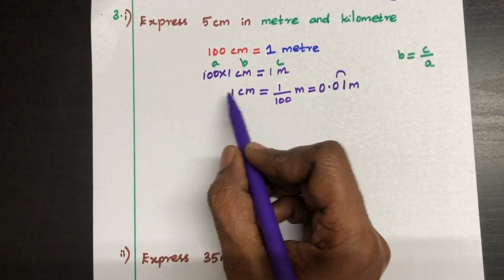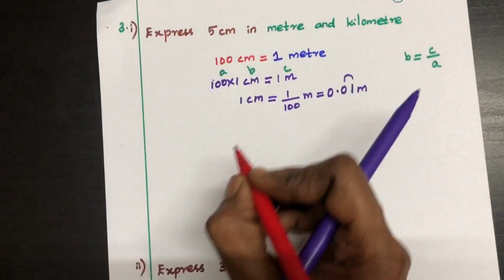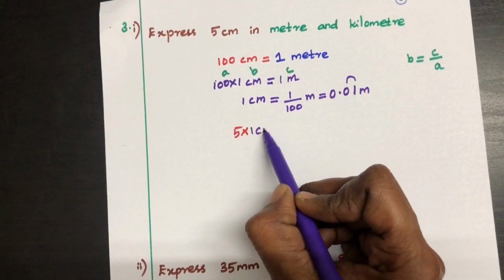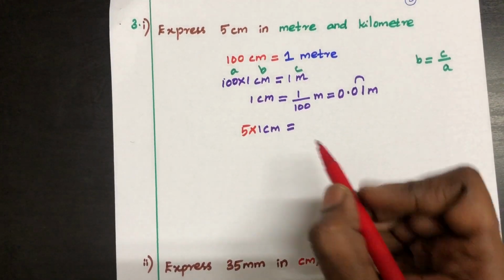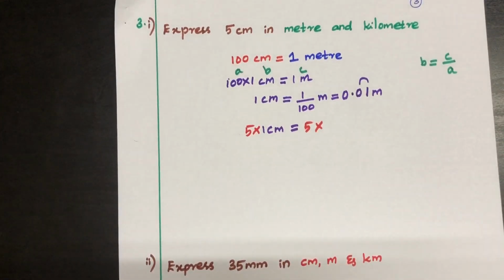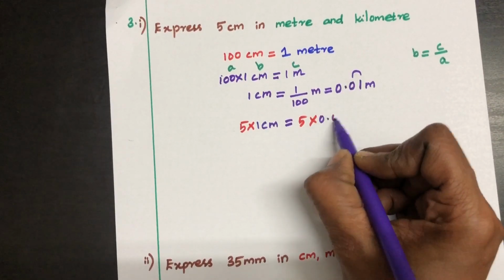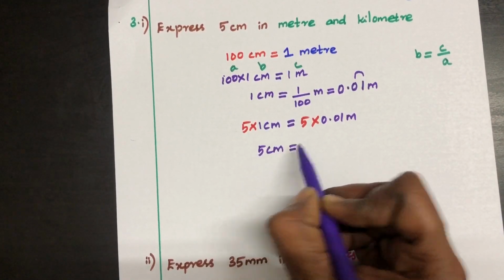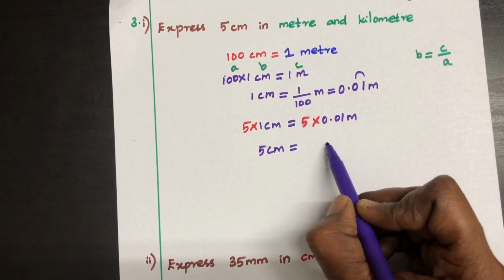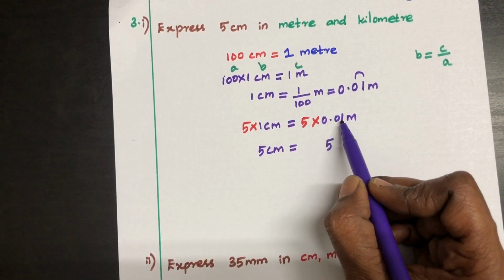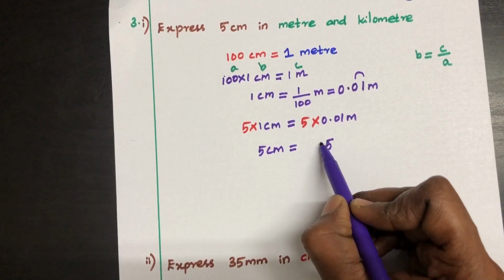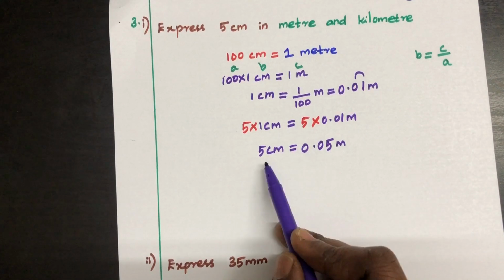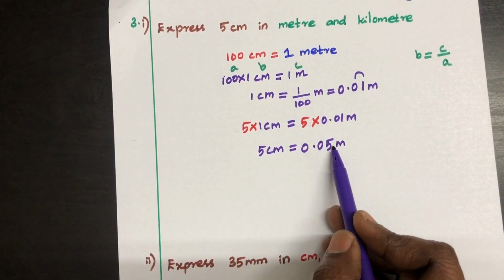Now the question is 5 centimeter. So 5 centimeter means 5 into 1 centimeter is equal to 5 into 0.01 meter. 5 into 1 is 5. We need to count the decimal places. Here it is 2, so 1, 2. So this 5 centimeter is equal to 0.05 meter.